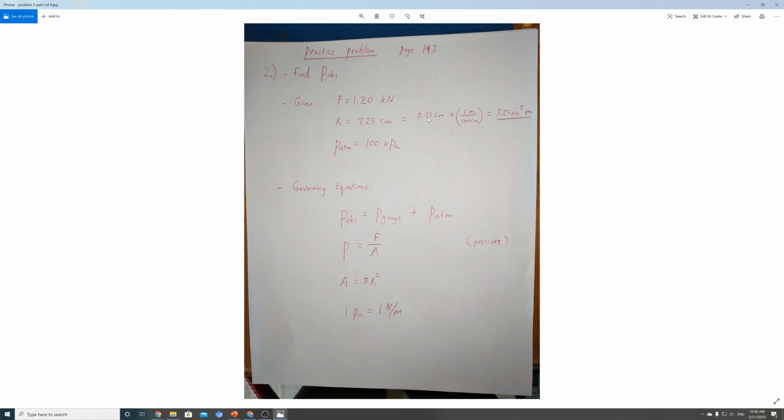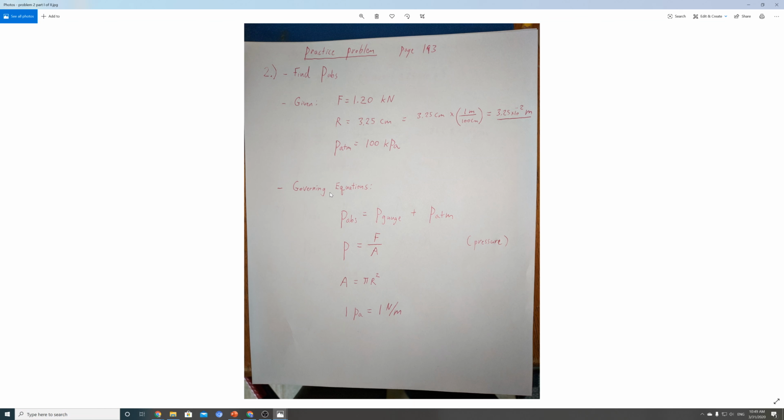So first thing you need to do is make the conversion from centimeters to meters. We use the conversion factor of 1 meter equal to 100 centimeters. And when we multiply that, we come up with 3.25 times 10 to the minus 2 meters. In this problem, they gave an atmospheric pressure of 100 kPa, or 100,000 pascals.